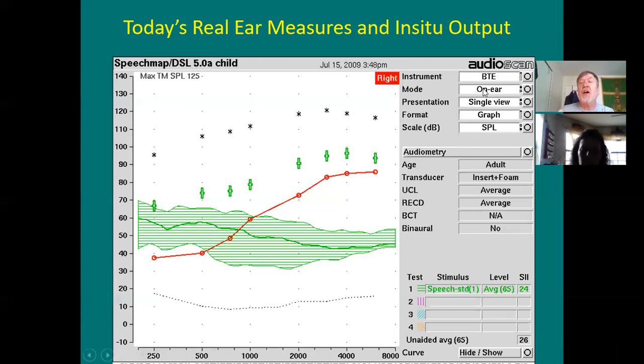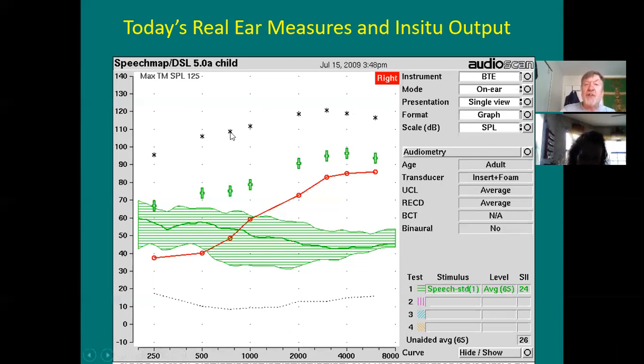On ear is the Audioscan's method of calling real ear. That's what they call real ear. So when you see mode on ear, that just means real ear. Presentation, whatever. Format, graph, whatever. Scale in dB SPL. Age, adult. Transducer, in other words, the headphone, inserts. Average uncomfortable loudness levels, average real ear to coupler difference, bone conduction thresholds were not added, binaural is not included, okay? But make sure we understand how to read this graph.